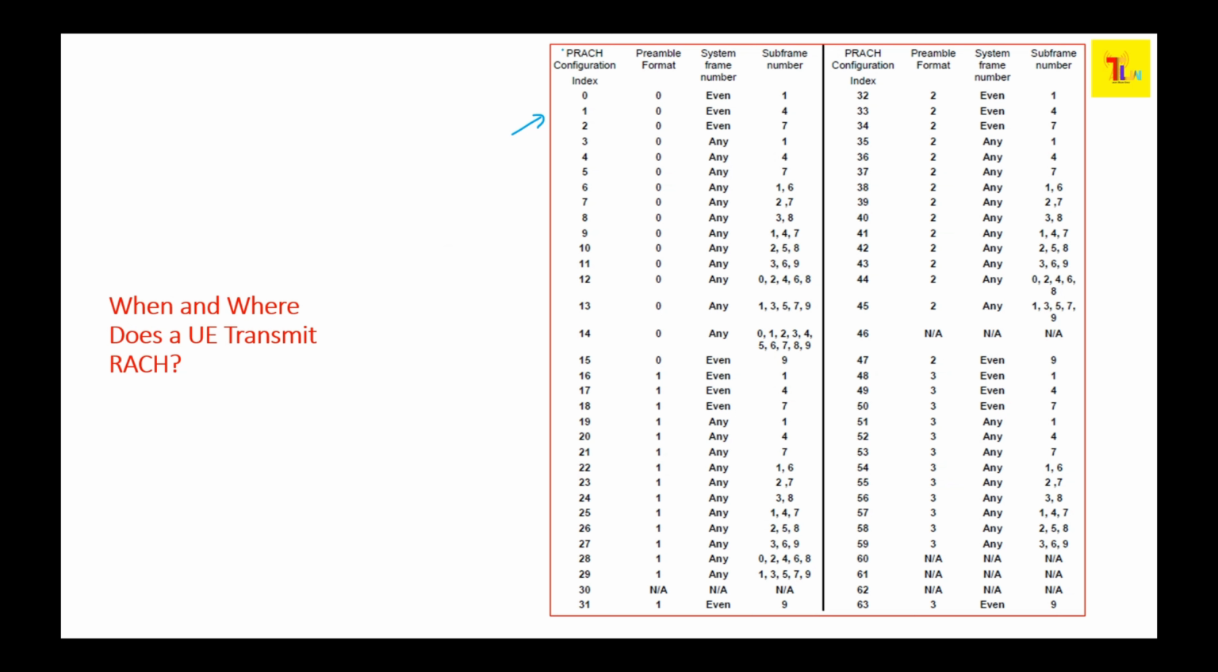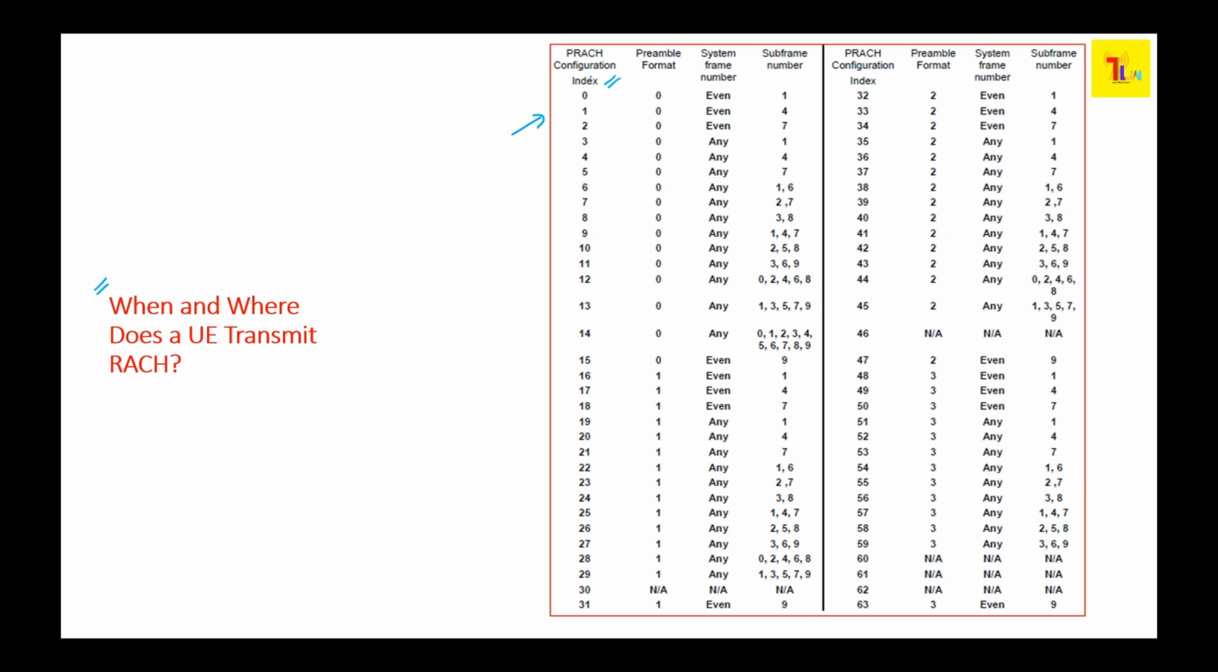So one of the IEs that we are going to select is the PRACH configuration index. And one more important parameter is the PRACH frequency offset. We will understand these two things, which will give you the answer about when and where exactly a UE transmits the RACH.